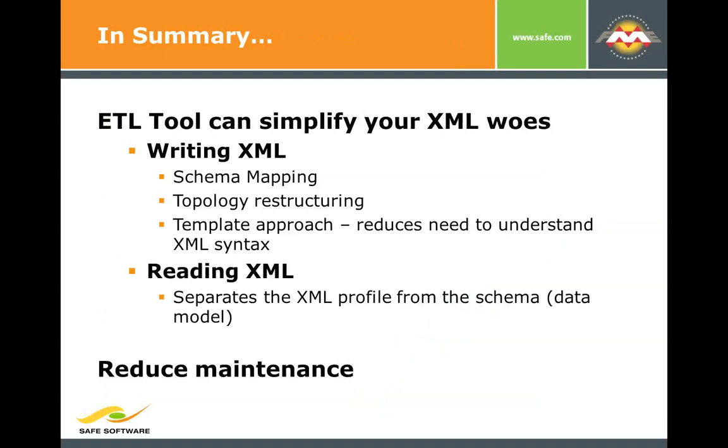Just in summary, we've covered writing XML, looking at some of the schema mapping tools we have in FME, and problems around topology restructuring, which I've worked with quite a bit on the CIM side, to build things like the transformers and splitting complex edges. We also covered using the template approach to produce your XML, which we hope reduces your need to understand the XML syntax. The goal, as always, is to reduce the long-term maintenance of the application. As things change, you can quickly update the workspace with changes in your source data model, changes in the destination CIM data model, or maybe just a new CIM profile that you have to support within your organization.